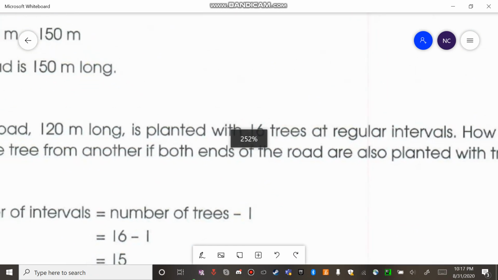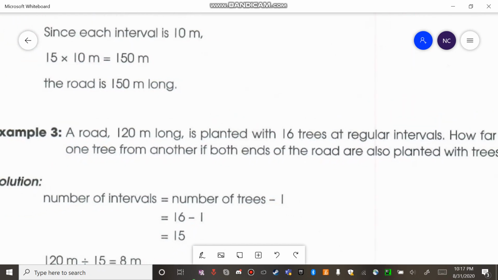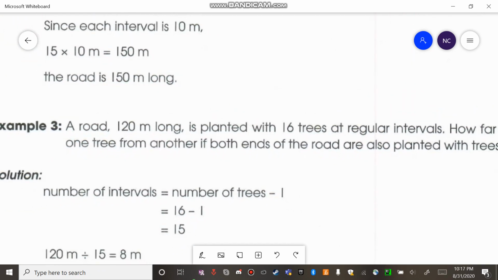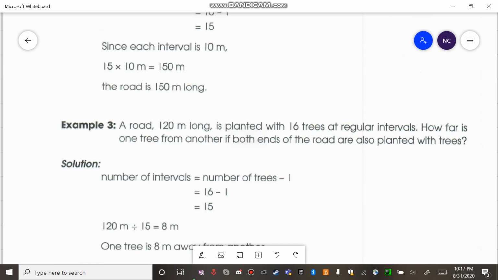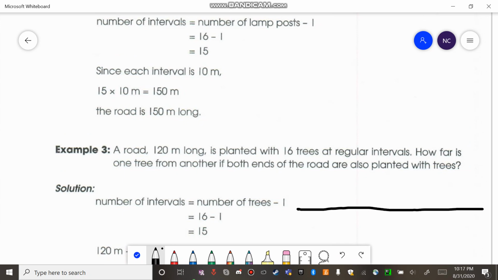In this example, we are given a road that is 120 meters long and is planted with 16 trees at regular intervals. How far is one tree from another if both ends of the road are also planted with trees? So they've given us a road, and this road is 120 meters long and is planted with 16 trees.